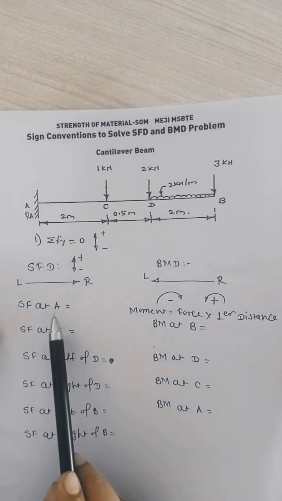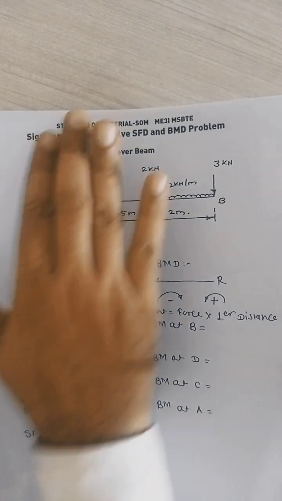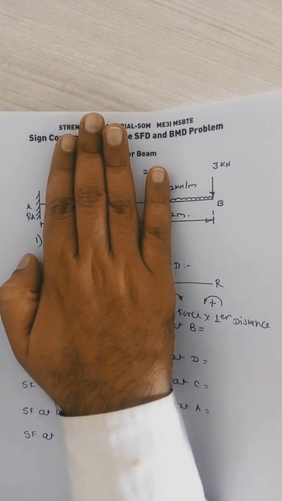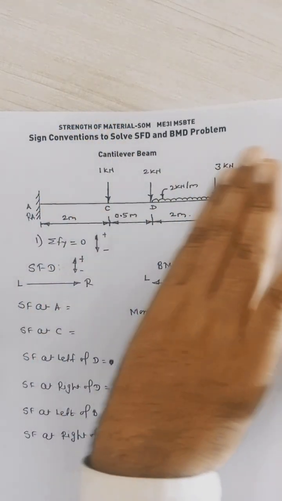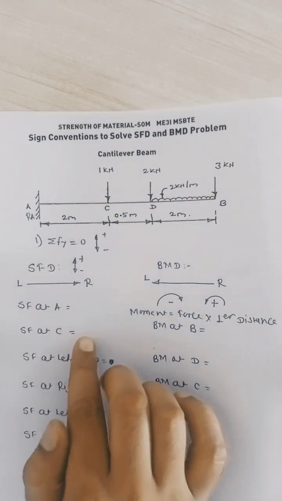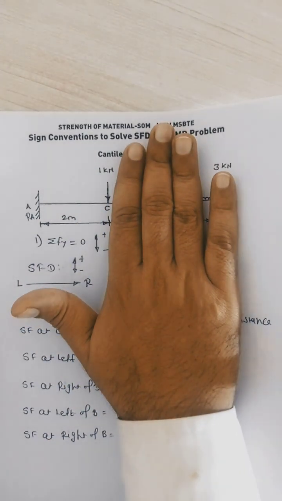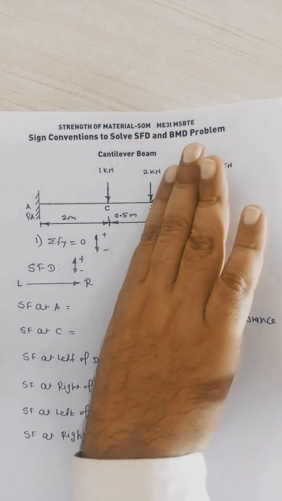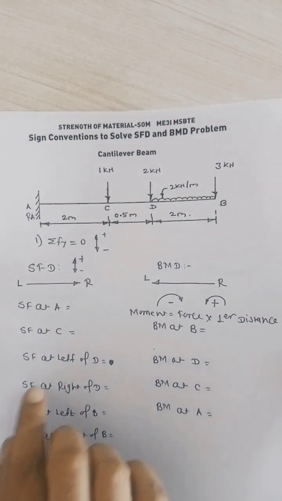So shear force at A means what? We will count the forces up to point A only. Whatever is on the right side we will not consider. Shear force at C means we will consider the forces up to point C only. Whatever is on the right side we will not consider.